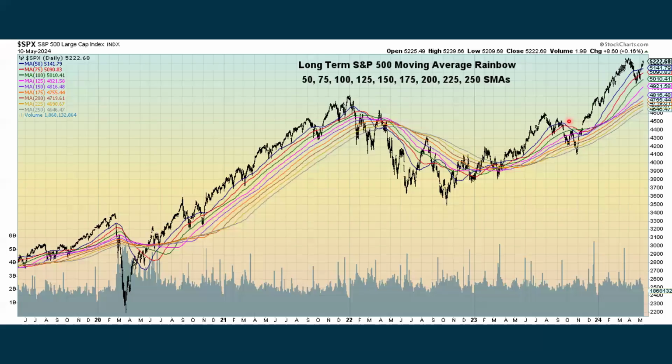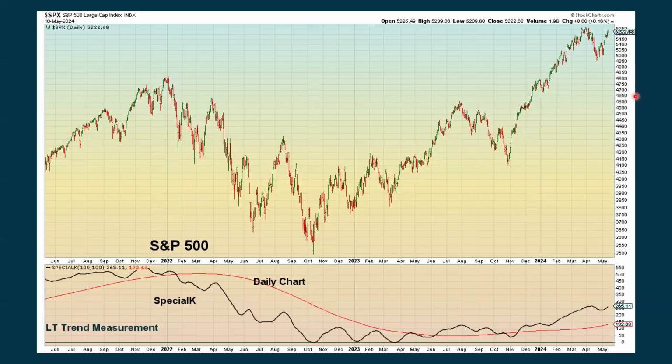A long-term rainbow, this goes from 50 periods up to 250 periods. We never really did roll over. We came down inside the rainbow briefly, but now we've come back up out of that, and these lines are still continuing to go up, showing that the long-term trend, for right now anyway, is still intact.